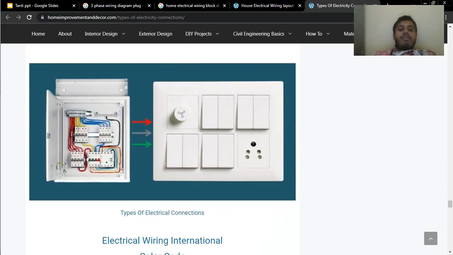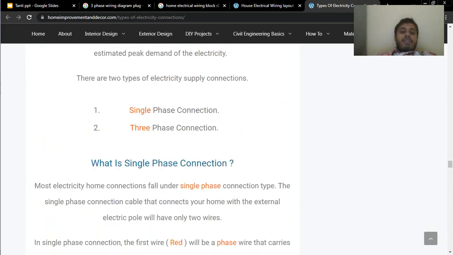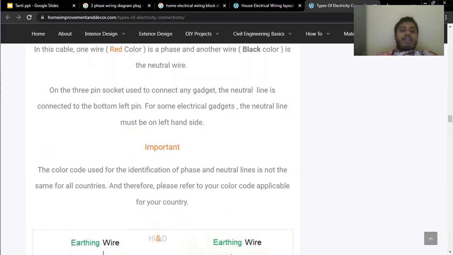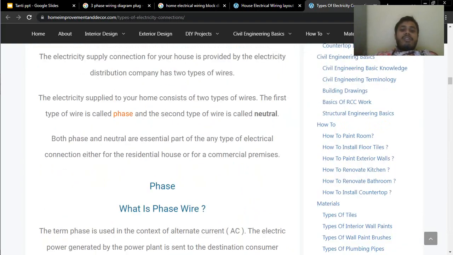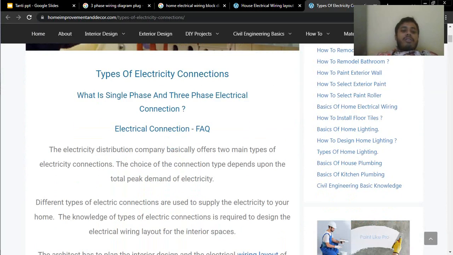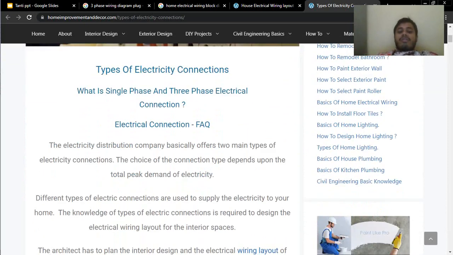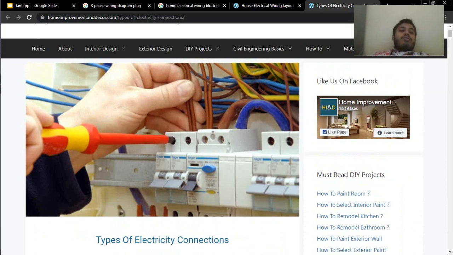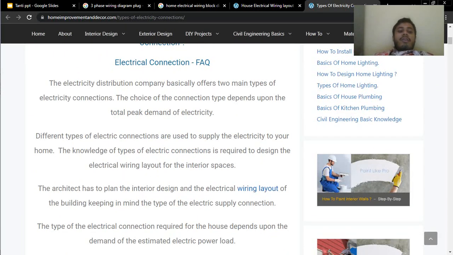Today we will learn how electric wire connection is done in a house. From top to bottom, you will learn the types of electrical connections, what single phase and three phase electrical connections are, and we'll also discuss a few questions and answers. Before we start, have pen and paper ready, because we will read it for you and ask you questions for that also.